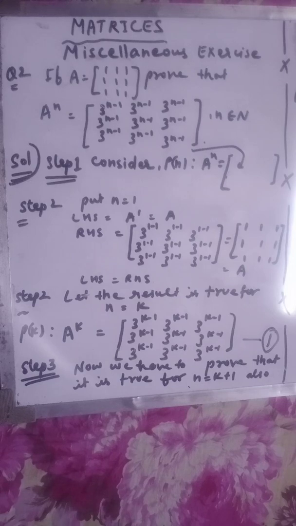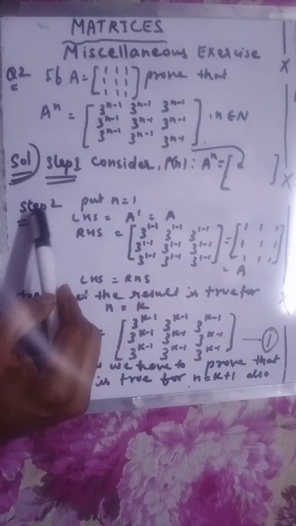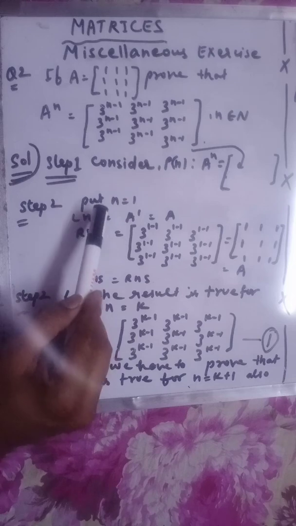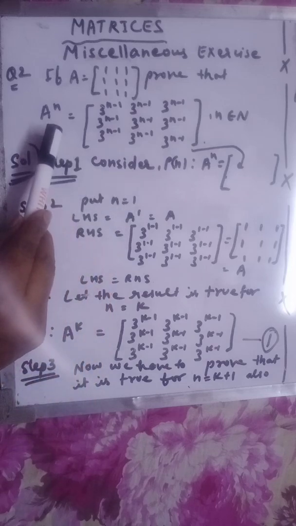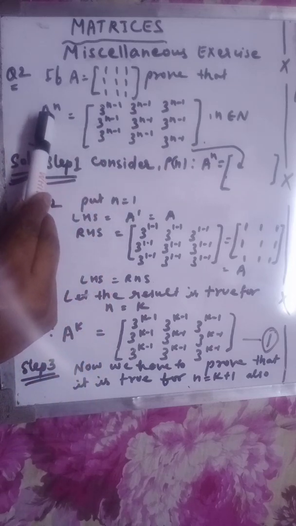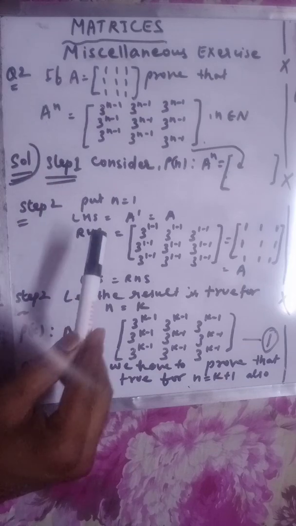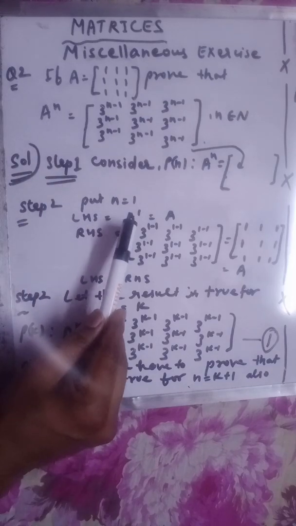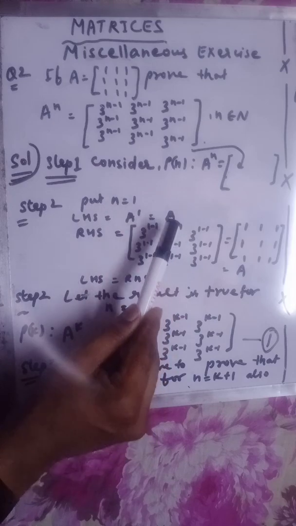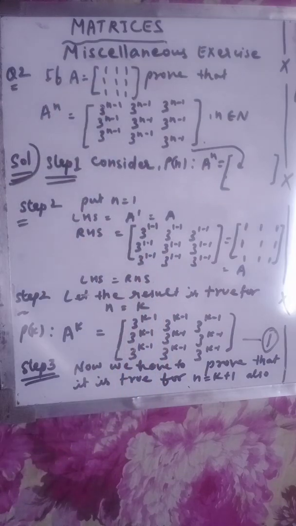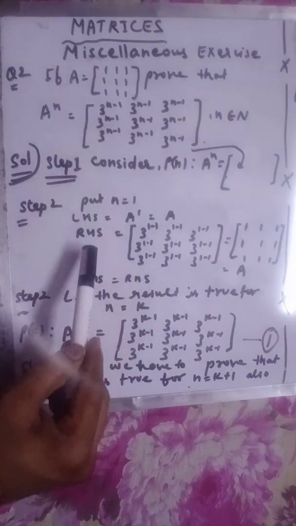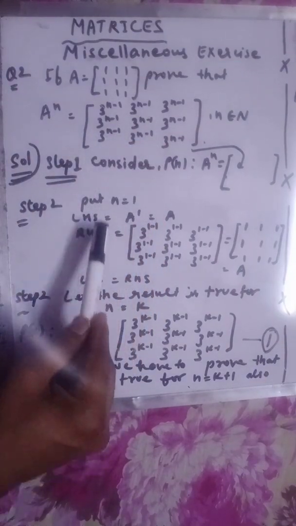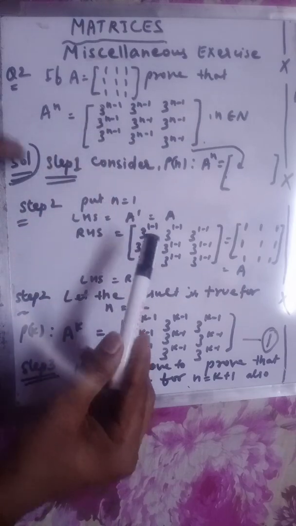Got it? After that, now in step 2, what you have to do, you have to put n equals to 1. Okay. So when you put n equals 1 in this statement, on the left hand side you will get A raised to power 1, that is A. So here this matrix A is coming. Fine. And similarly on the right hand side, you have to take the right hand side of the statement and put n equals 1 in this statement.